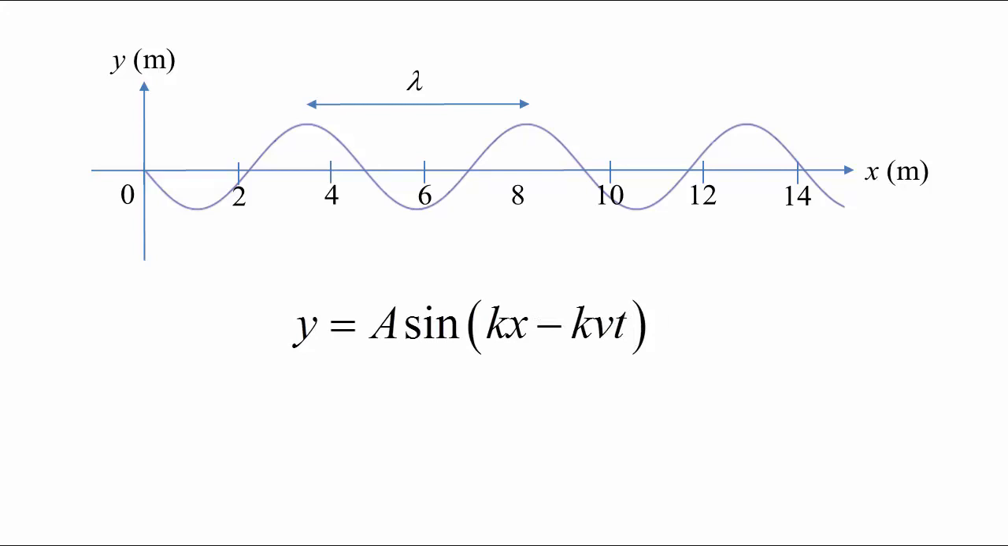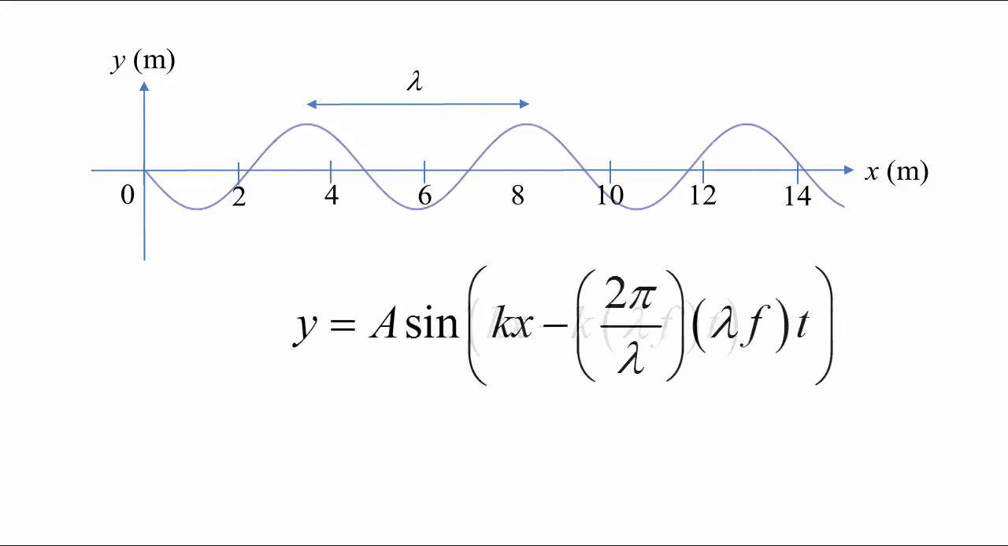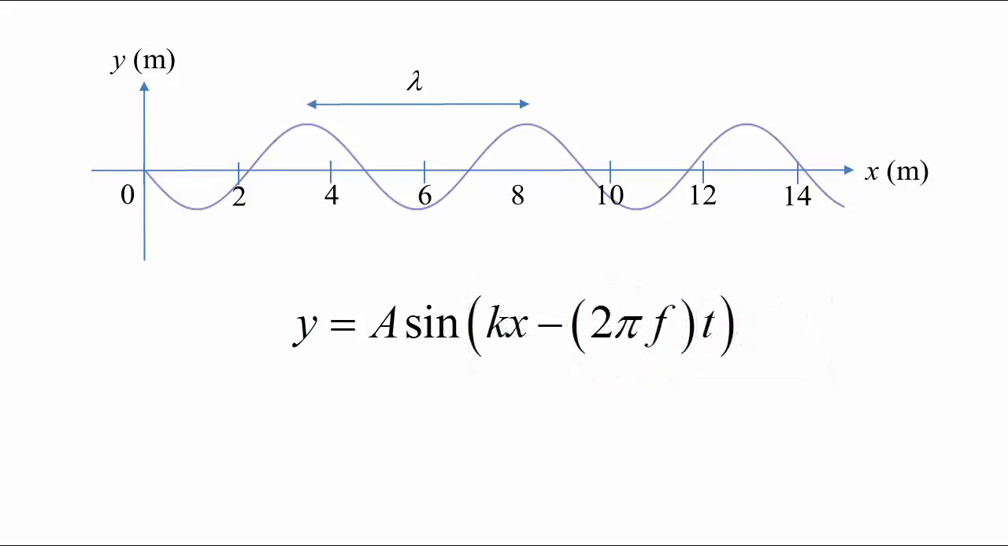Recall from the wave speed video that the velocity v is equal to the product of the wavelength and the frequency. The wave number is equal to 2π over λ. The wavelengths cancel out and we're left with kx minus 2πft. Recall also that the angular frequency is equal to 2πf, so we can substitute this into our wave equation. So now we have an equation for a sinusoidal wave given by y equal to A sine of kx minus ωt.